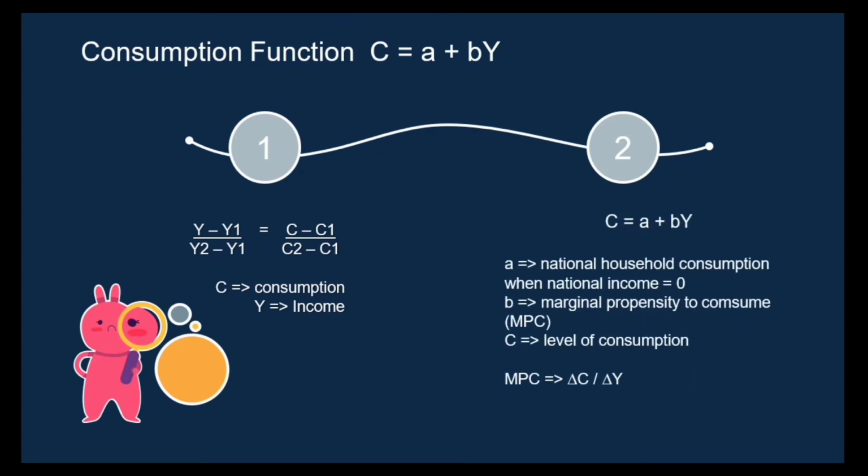To find the consumption function, we can use two methods. The first method: (y minus y1) divided by (y2 minus y1) equals (c minus c1) divided by (c2 minus c1), where c is consumption and y is income. Next, the second method, because C equals E plus BY, where E is national household consumption when national income is 0, B is the marginal propensity to consume, or MPC, and C is the level of consumption. To find the MPC, we can use delta C divided by delta Y.